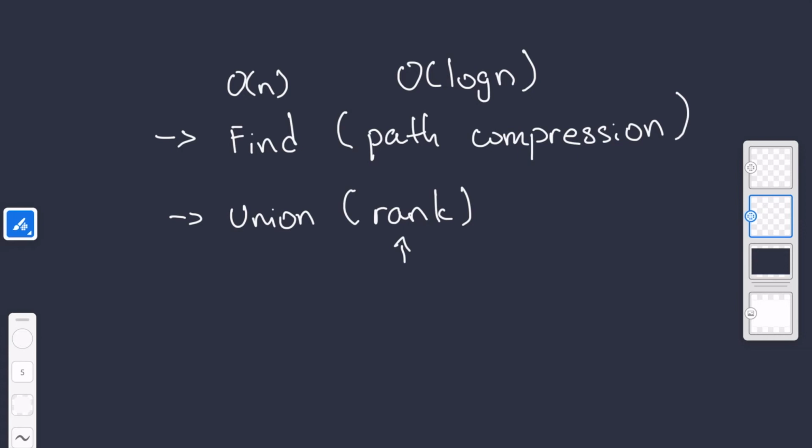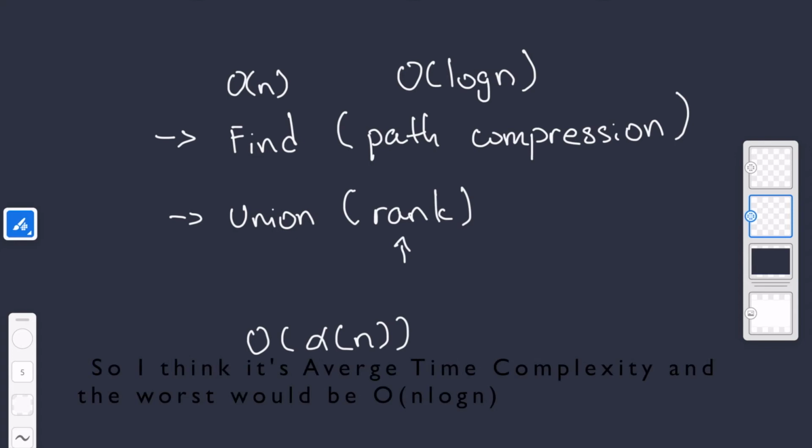But the time complexity of the disjoint set using path compression and rank together, the two optimization techniques, actually comes down to O of amortized n, and that's the worst time complexity. So with that being said, now let's go into the coding.